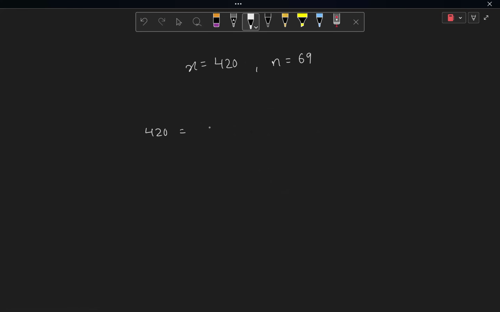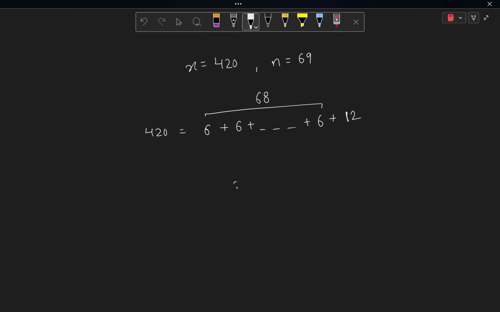I clearly knew that I can have something like 6 plus 6 plus 6 coming up 70 number of times to make a 420. But now I have to divide it into 69 numbers. So what I thought of doing is, what if I take 68 number of times 6 and then 12 at the end? Here in this case also, the sum is 420.